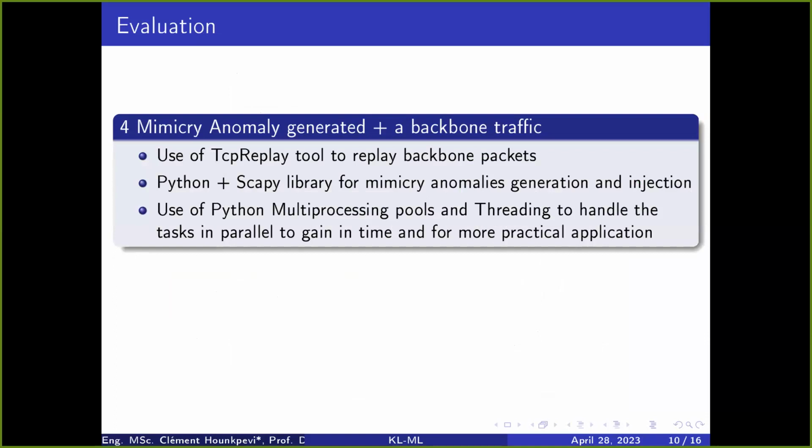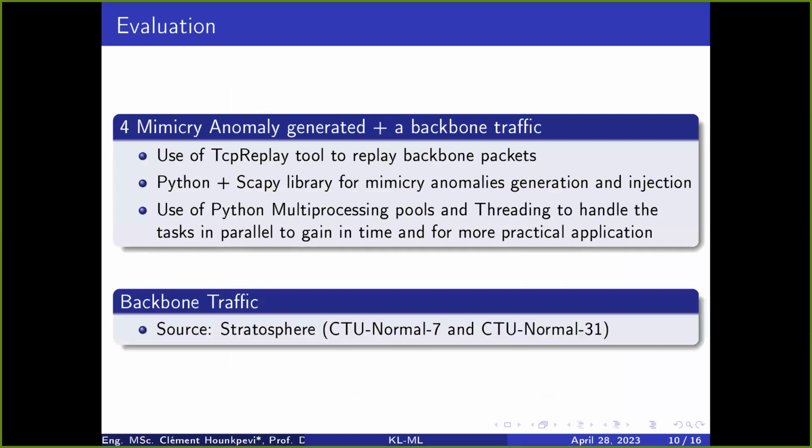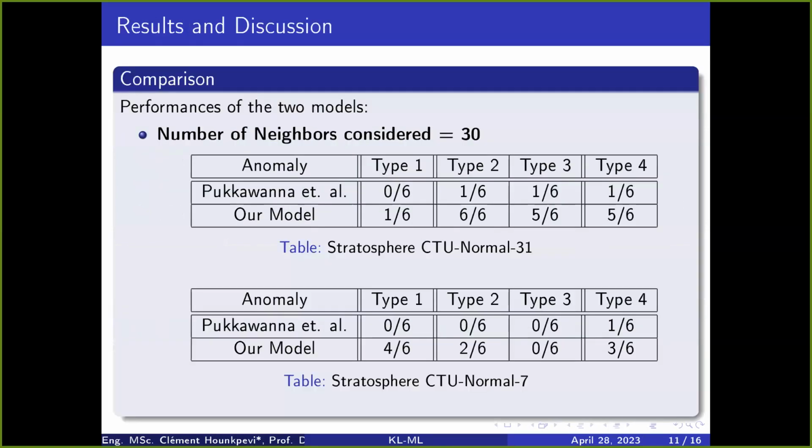We also evaluated the two techniques, the one that we proposed and the one that Pukawana and his collaborators proposed. For that, we injected 4 types of anomalies in a backbone traffic. We used the TCP replay tool in Ubuntu, and we also used some libraries in Python, on 2 data sets. We used the Stratosphere data sets, and here are the results that we got. In order to decide whether a time interval I is suspicious or not, in their method and in our method, we use some neighbor time intervals to compute the divergences and to decide. First, we consider 30 neighbors, and here are the results.